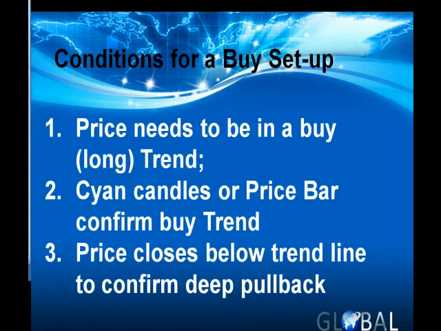Now, the pullback has to have price close below the trend line to confirm that we're looking for a deep pullback. So in order for us to get a potential setup, a buy setup, we need price to close below our trend line once we're in a buy trend. So I'm going to walk you through now an example of that. So let's go straight to our charts and have a look at a potential buy setup deep pullback.